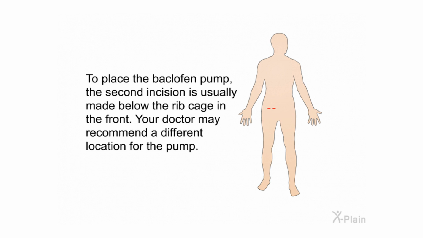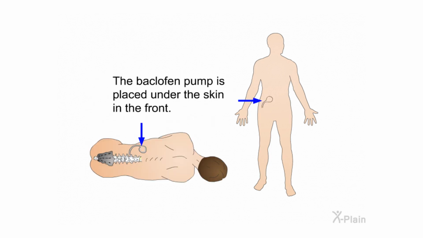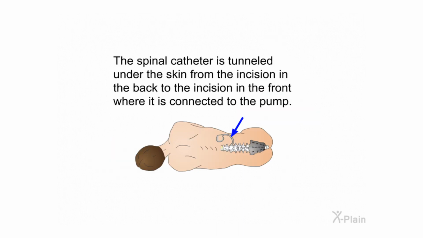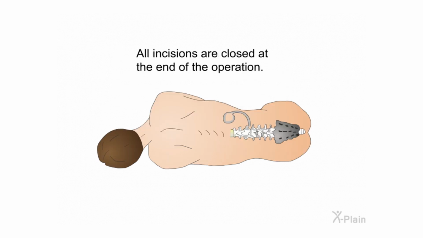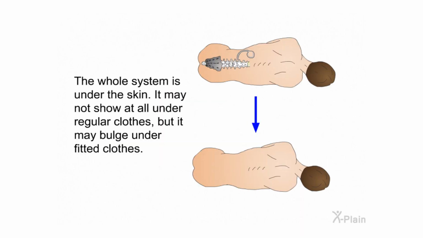To place the baclofen pump, the second incision is usually made below the rib cage in the front. Your doctor may recommend a different location for the pump. The baclofen pump is placed under the skin in the front. The spinal catheter is tunneled under the skin from the incision in the back to the incision in the front, where it is connected to the pump. All incisions are closed at the end of the operation. The whole system is under the skin. It may not show at all under regular clothes, but it may bulge under fitted clothes.